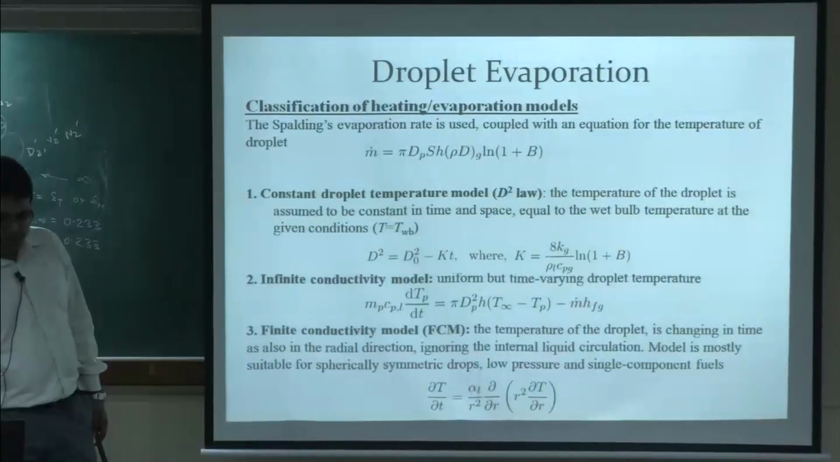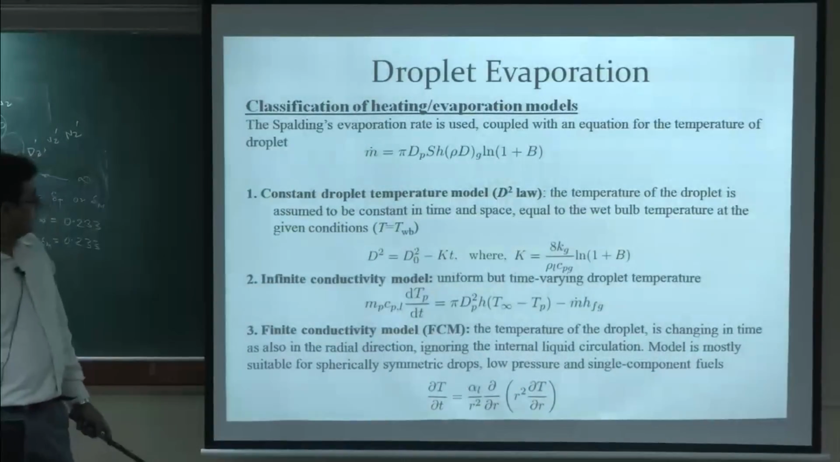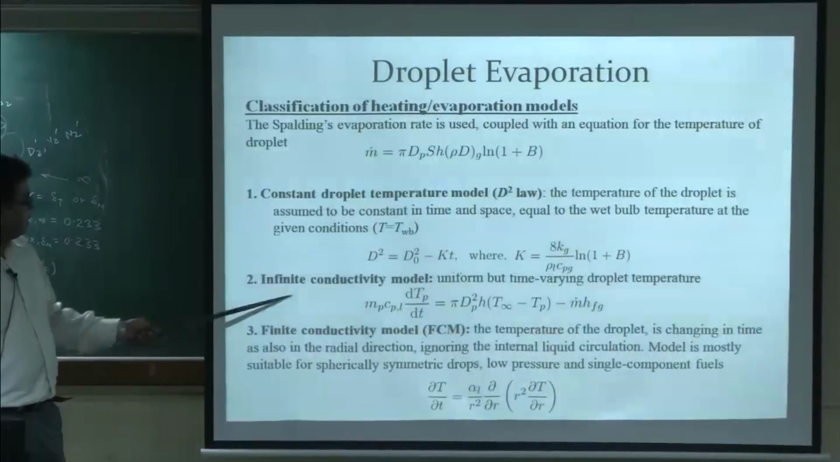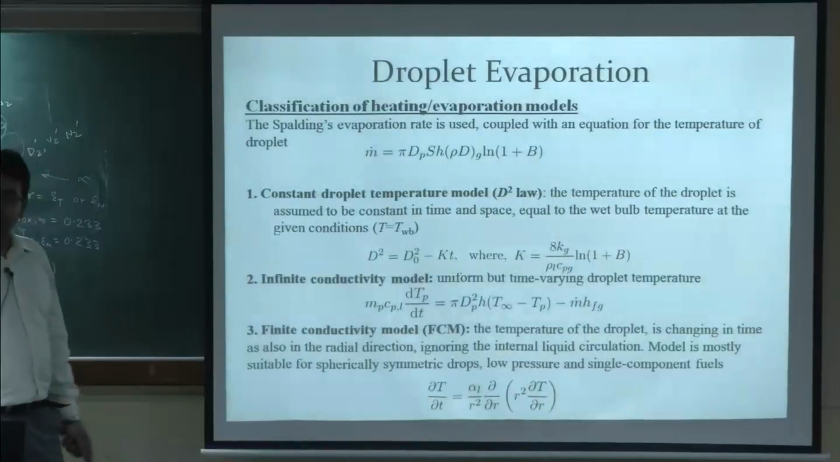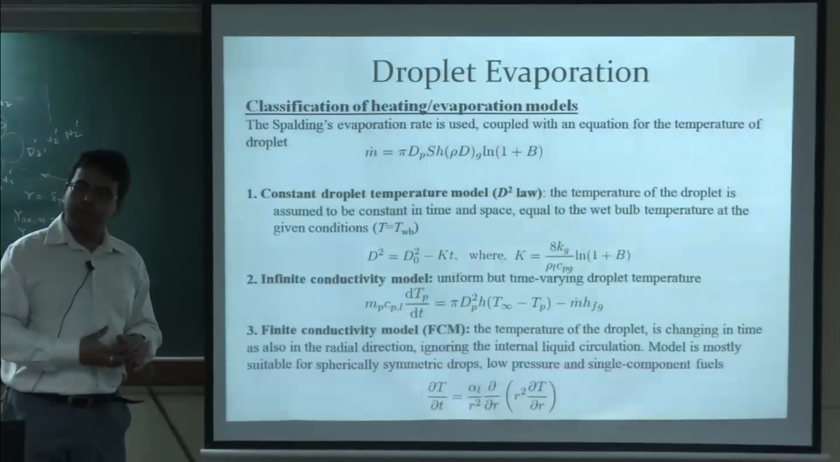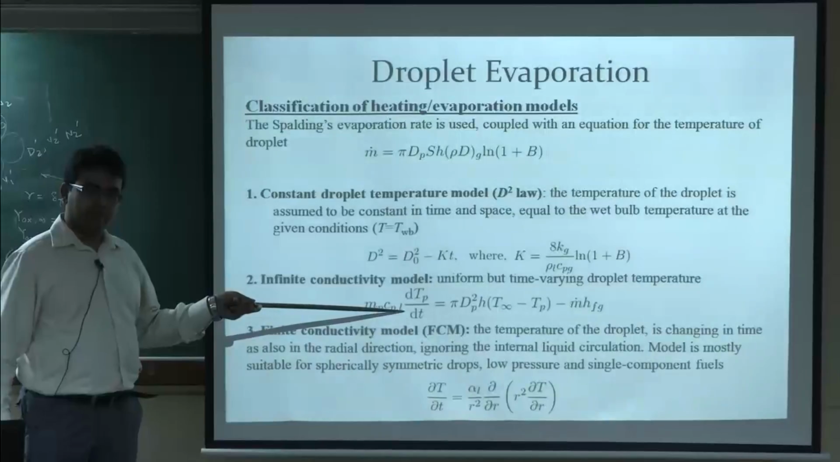Now, droplet evaporation models. Basically this is the rate of evaporation expression, which we have already seen. There are different models like the infinite conductivity model, which assumes that whatever heat is being transferred is consumed by the droplet instantaneously, and it goes to a different temperature.